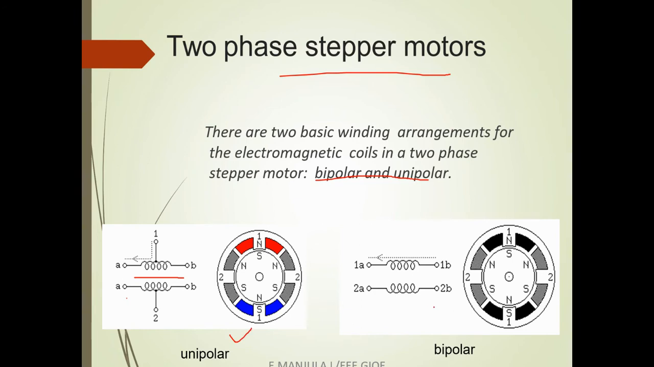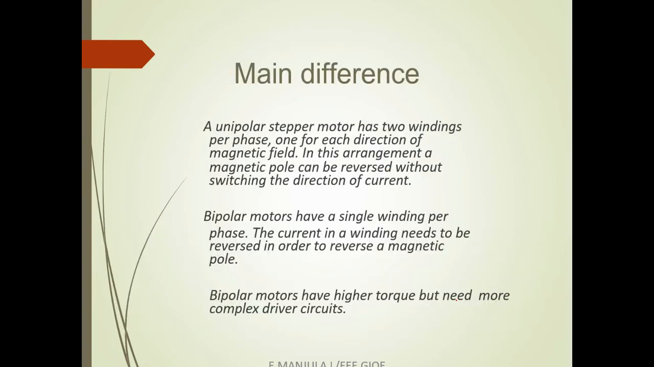This is a unipolar and this is a bipolar. So what is the main difference? A unipolar stepper motor has two windings per phase, one for each direction of the magnetic field. And in this arrangement, a magnetic field can be reversed without switching the direction of the current.